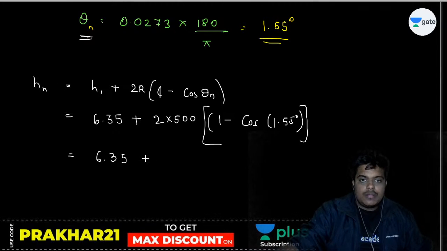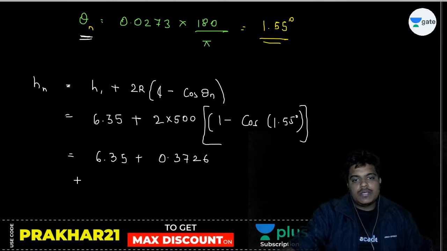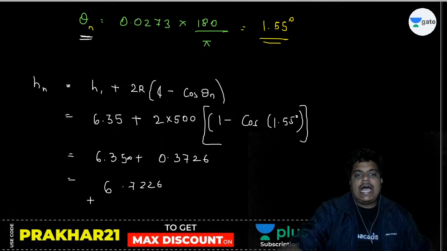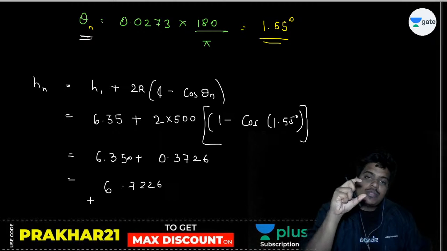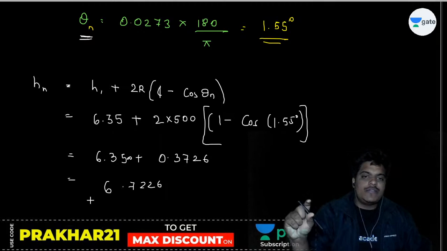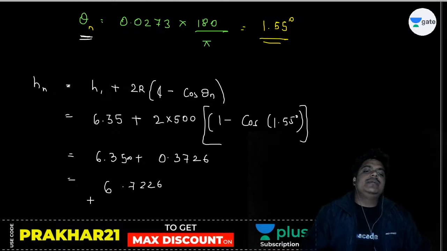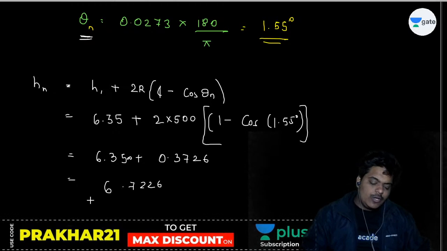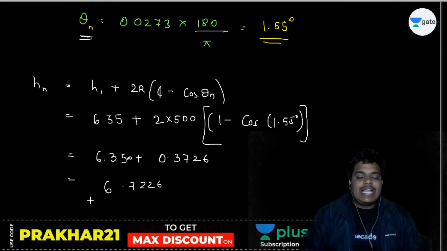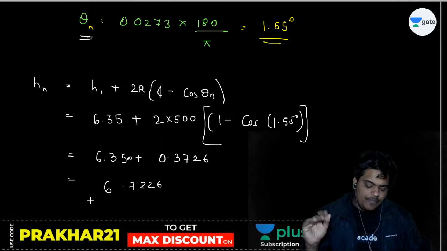6.35 plus 0.3726. So this will be 6.7226. This is the height of the neutral plane. At neutral plane जो thickness होगी ना work material की, it is getting reduced from 9.07 to 6.35. At neutral plane the height will be 6.7226. That is, the neutral plane is very close to the exit.